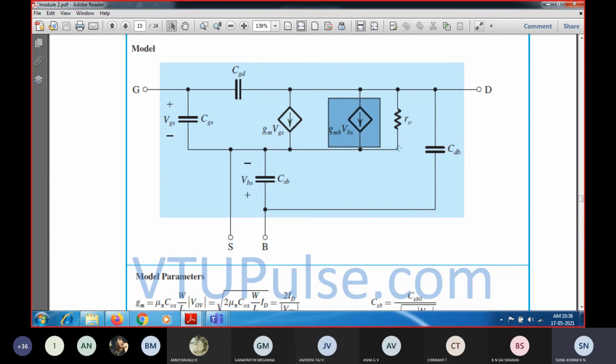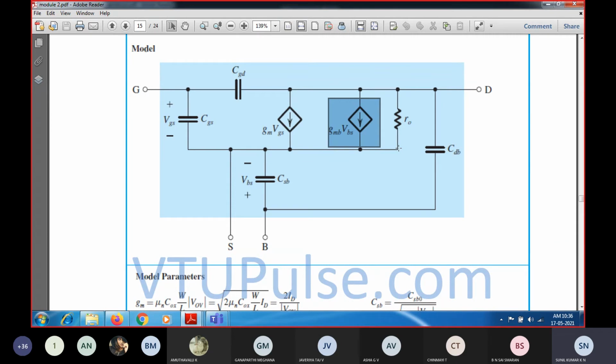And this high frequency equivalent model can be simplified by removing the body terminal to nullify the effect. So the body terminal will be connected to the source terminal. So the source to body capacitance you are going to remove. Along with that, in order to simplify, CDB is also going to be removed.